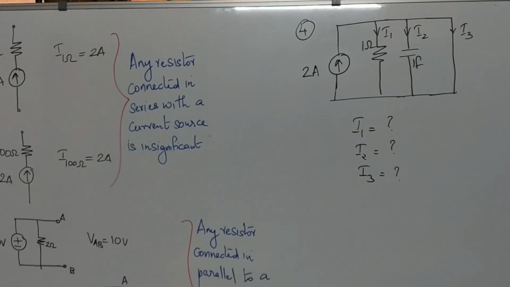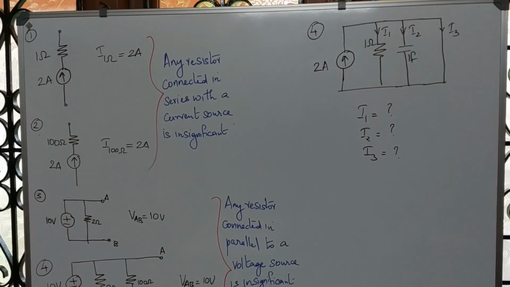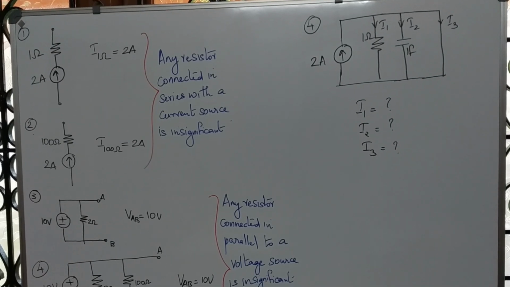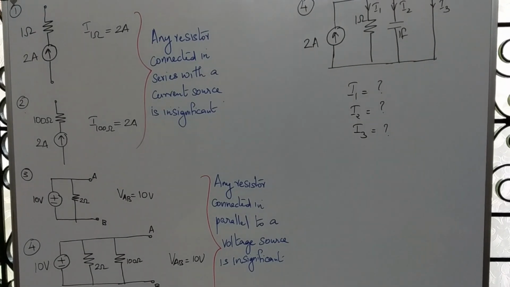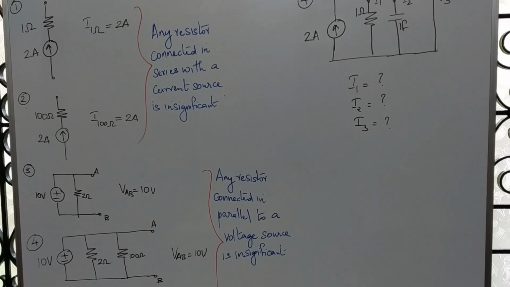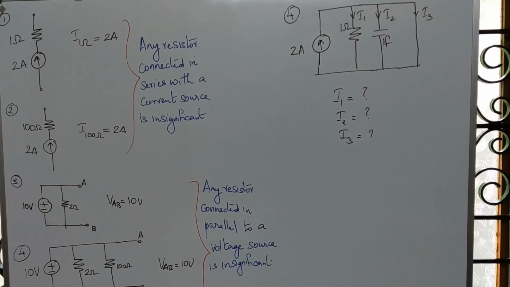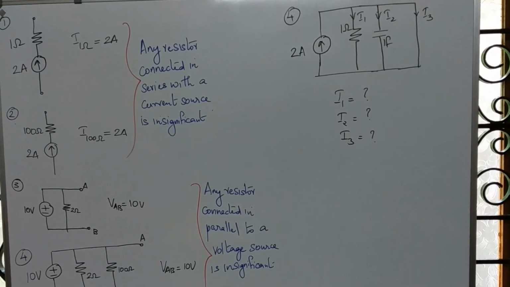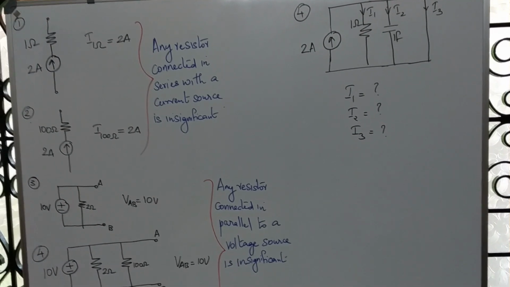So these are the 3 points which I would like to stress. The first one is, any element which comes in series with a current source is immaterial. Second, any element which comes in parallel to a voltage source is immaterial. And third, any element which comes in parallel to a short circuit is immaterial. All these points you may come across when solving problems.